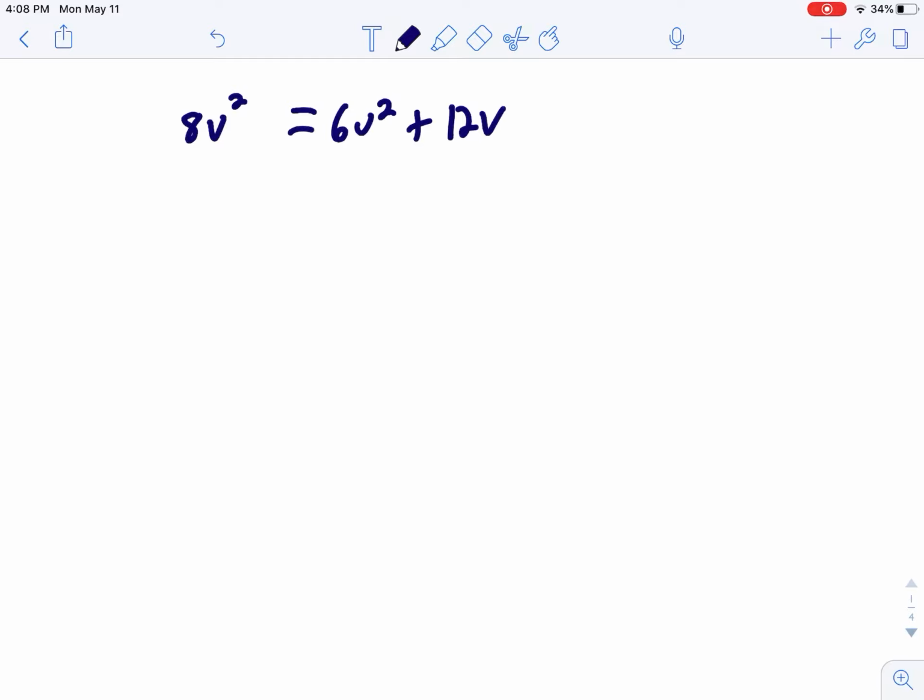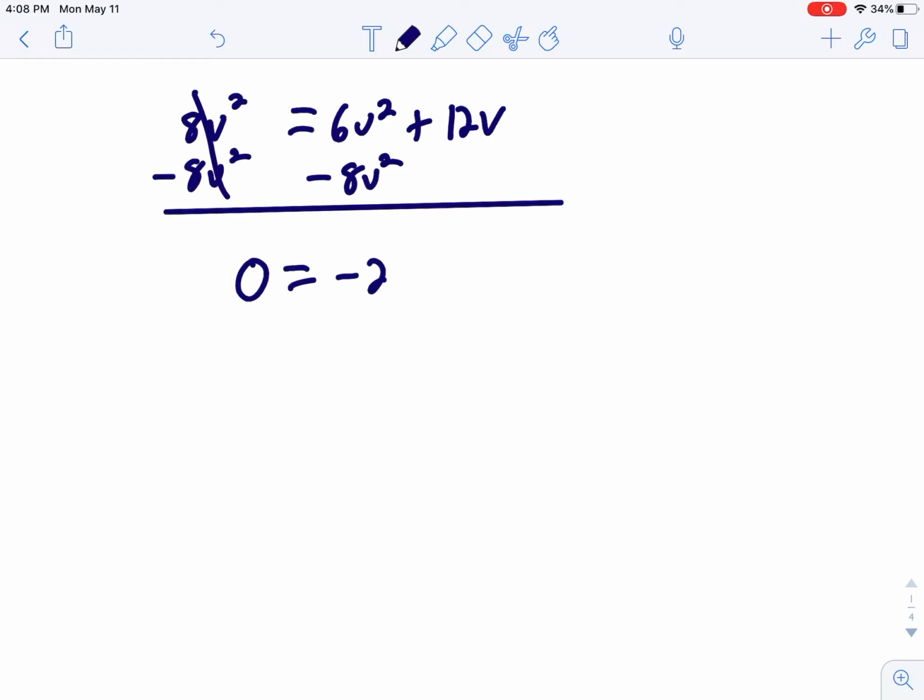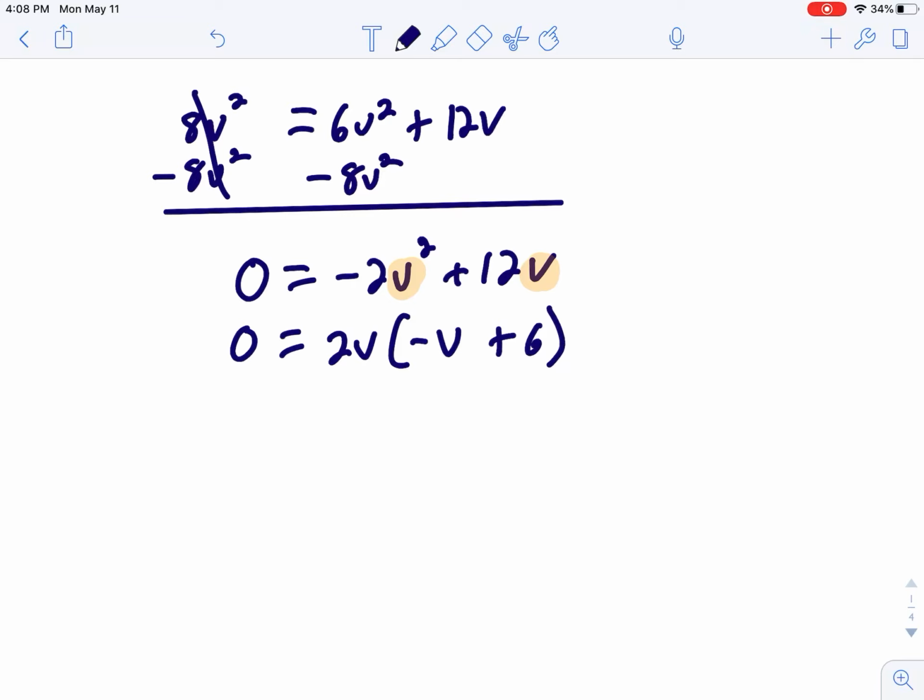We also need one side to equal 0, so I'm going to go ahead and subtract 8v squared, and 6 minus 8 is negative 2v squared. I get a negative. I don't love it, but whatever. Plus 12v. We have common factors here, so I can factor out a v. I can also factor out a 2. So if I factor out 2v, I get negative v plus 6.